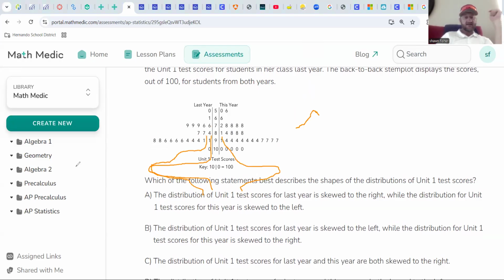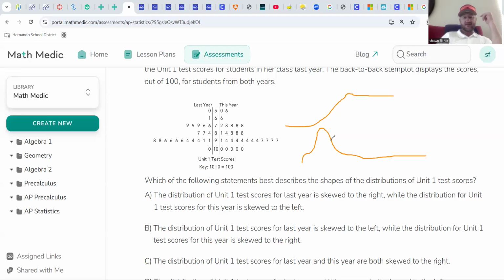I don't see that, right? It's got low scores, high scores, something like this. I don't see it skewed to the right. That skewed to the right looks like, here, a lot of data points. That's skewed to the right. This one here looks skewed to the left.